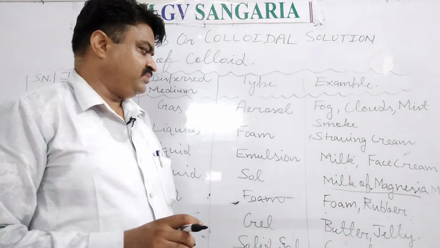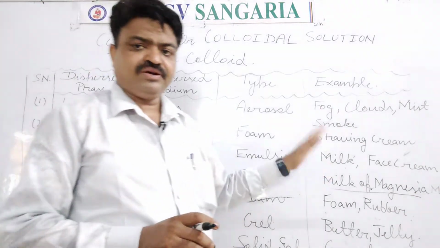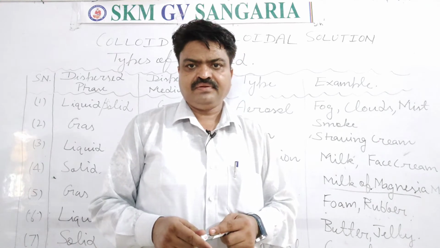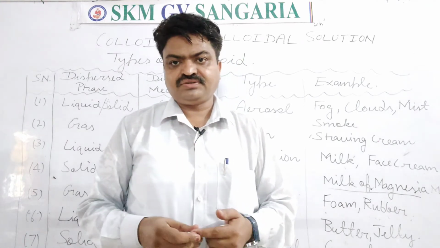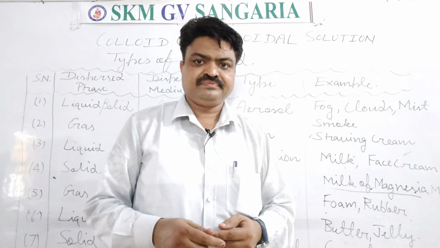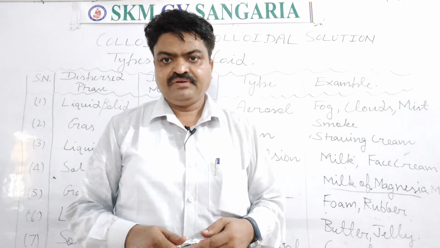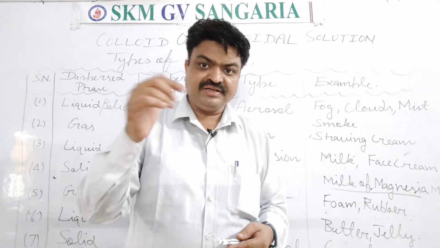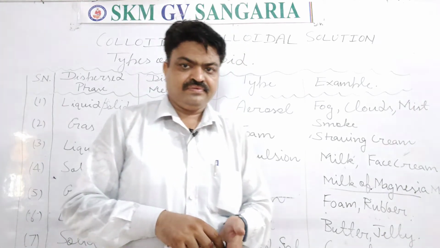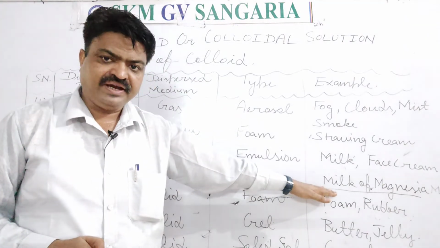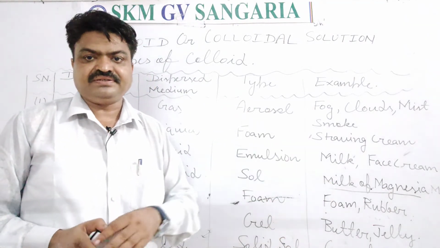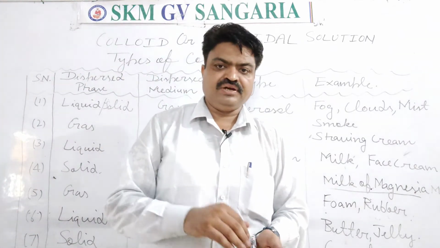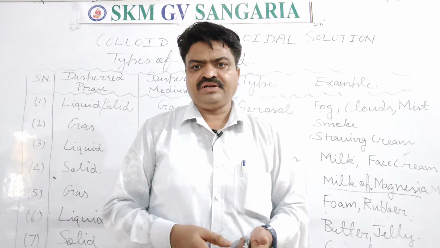Next colloid that is in your syllabus. Now what is milk of magnesia? First you tell me. Milk of magnesia is one type of medicine, student, that is taken in hyperacidity to reduce the acidic effect, means to neutralize the acid. So this is milk of magnesia, and it is basic in nature. And what is its chemical formula? Magnesium hydroxide, Mg(OH)2. And in the 10th class you will read about it.